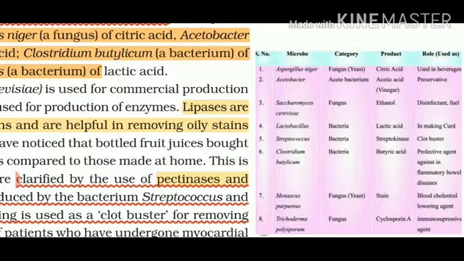Then number 3, ethanol. Saccharomyces cerevisiae. We have talked about so many beverages. It is a kind of fungus and used as disinfectant or fuel. Number 4, lactic acid. It is extracted from Lactobacillus, kind is bacteria, helpful in making curd.